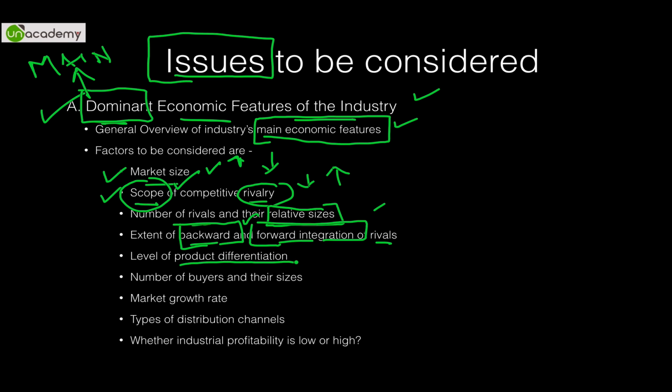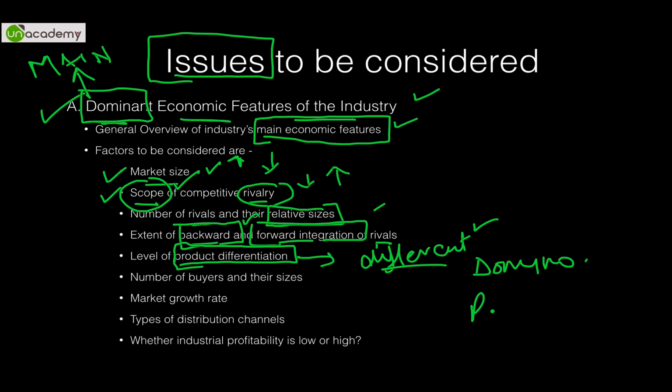Level of product differentiation, a very, very important point. Differentiation means how different your product is from others, what additional feature you offer. What does Domino's offer which is different from Pizza Hut? Domino's offers 30 minutes delivery, so that is the guarantee. It may have the same product, which is a pizza, but an additional feature is the 30 minutes guarantee. Product differentiated.